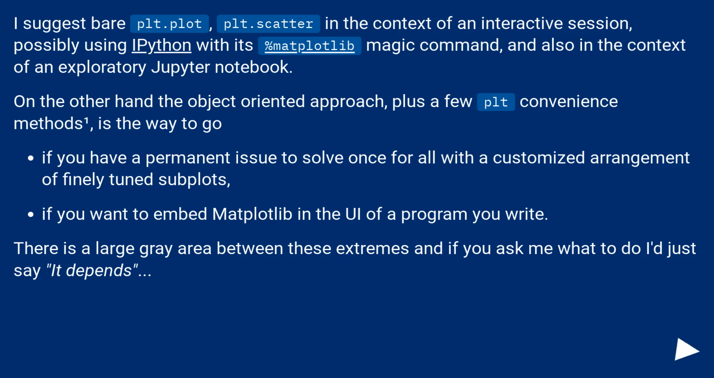On the other hand, the object-oriented approach, plus a few PLT convenience methods (1), is the way to go if you have a permanent issue to solve once and for all with a customized arrangement of finely tuned subplots, or if you want to embed matplotlib in the UI of a program you write. There is a large gray area between these extremes, and if you ask me what to do, I'd just say it depends.